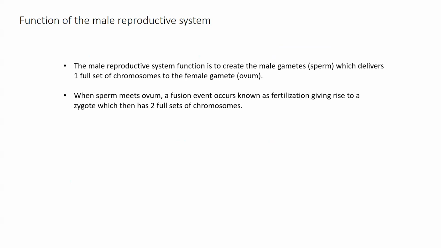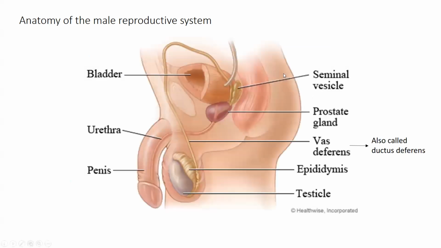When a sperm meets the egg, the two fuse together. That's called fertilization, and it creates a zygote. So this is what it looks like. We can start down here in the testes, which sit inside the scrotum. That's the main site of sperm production as well as hormone production for all of the androgens, the male hormones.